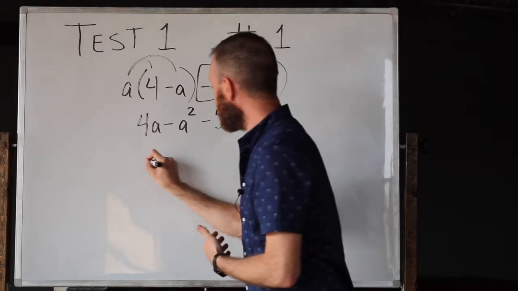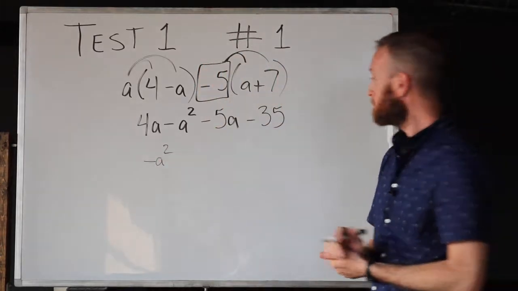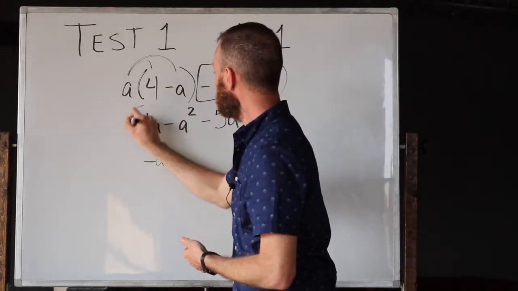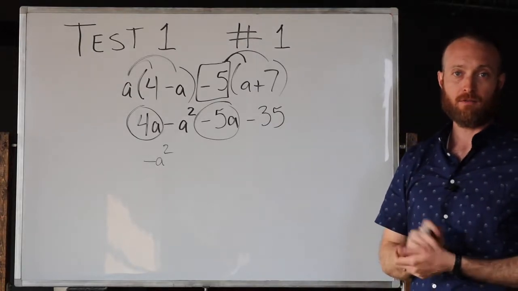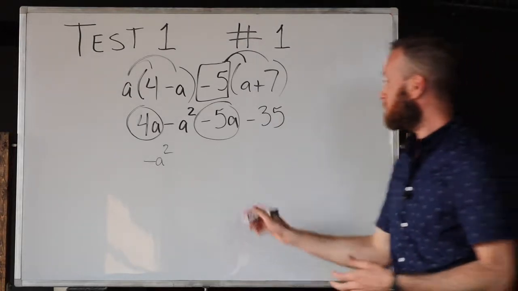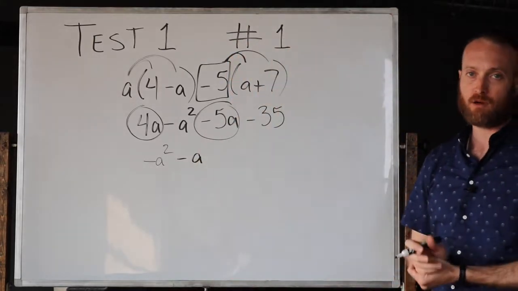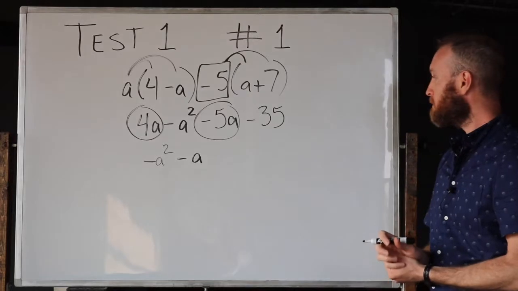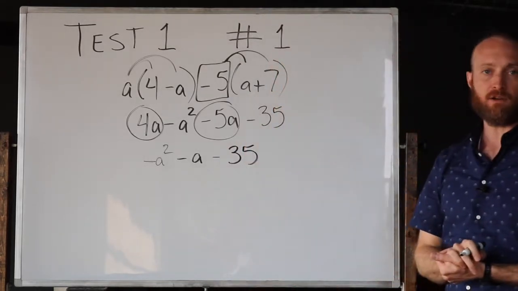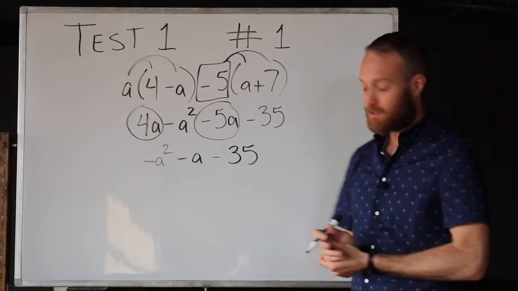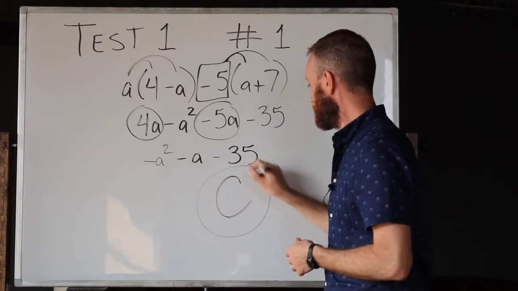So we've got negative a squared. We combine 4a and negative 5a. So we got 4a's, negative 5a's. We have negative 1a. We don't have to write 1 as the coefficient. It's assumed. All right, and what's left? Minus 35. So the answer to this problem right here is C.